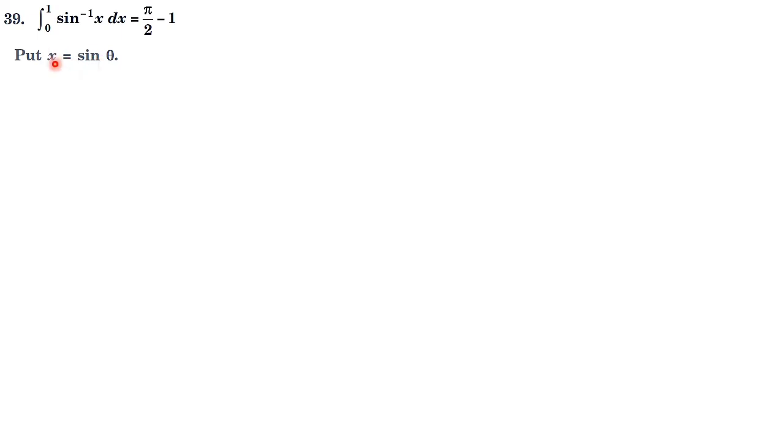Take the derivative with respect to theta. That means dx by d theta equals cos theta, since the derivative of sin theta is cos theta. So when we rearrange, dx is equal to cos theta d theta. Then change the limit. When x is equal to 0, sin theta is equal to 0, so theta is equal to sin inverse 0, which is 0. When x is equal to 1, sin theta is equal to 1, so theta is equal to sin inverse 1, that is pi by 2. So the new limits we have got are 0 and pi by 2.